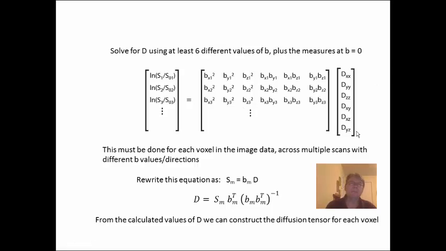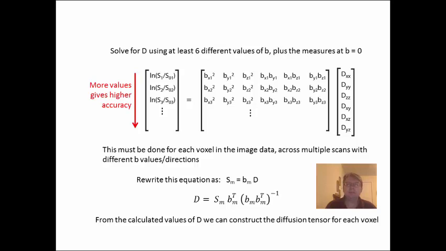Again, here's an equation with a bunch of values we measure based on values we specify, and our unknown values we're trying to calculate. More values that we measure gives us higher accuracy. We need a minimum of 6 to be able to solve this equation, because we have 6 values of diffusion coefficients here that we're solving for. The more values you have, the better. The more values give you higher accuracy.